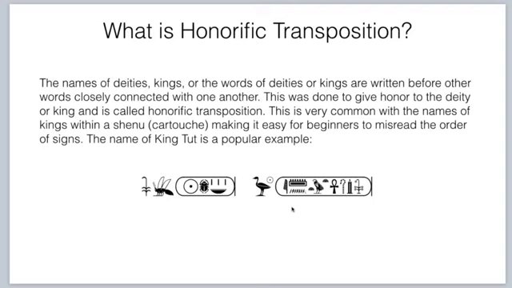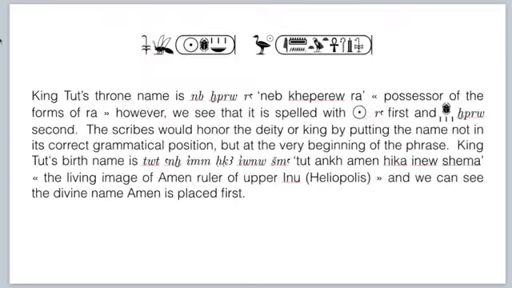So honorific transposition again is when the names of deities, kings, or the words of deities or kings are written before other words closely connected to one another out of honor. So the deity's name would be written first, even though syntactically, or dealing with the grammar, it would come afterwards. All right. So let's move on.